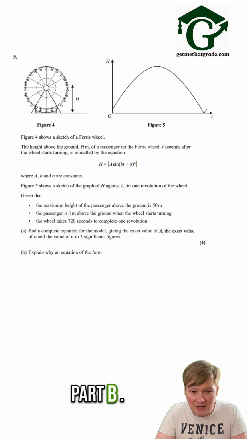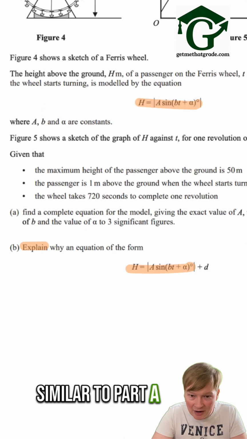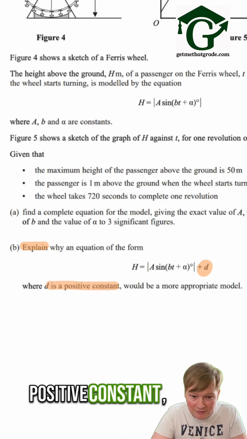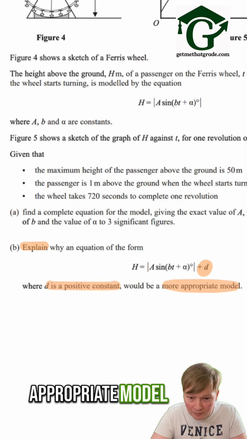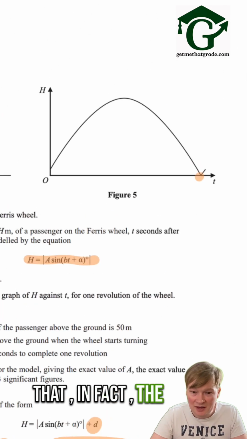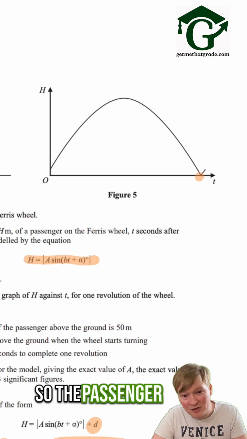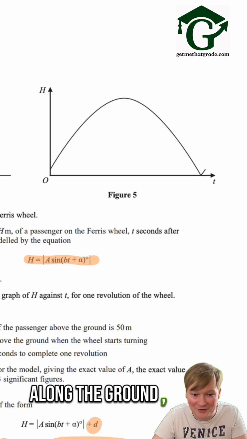Part B. Explain why an equation of this form, that looks very similar to part A but with a plus d, where d is a positive constant, would be a more appropriate model for 1 mark. Well, notice with the original model that, in fact, the height of the passenger above the ground actually reaches 0. So the passenger would kind of be scraping their legs along the ground, if not worse.